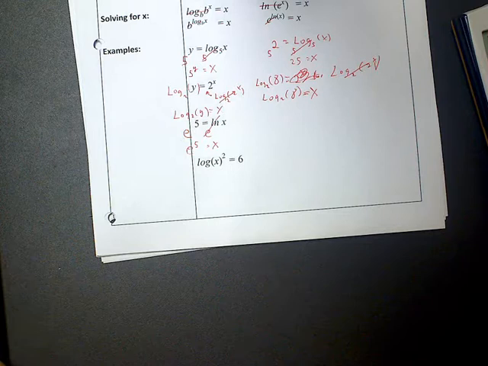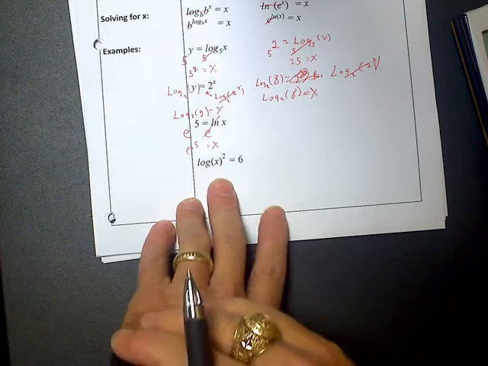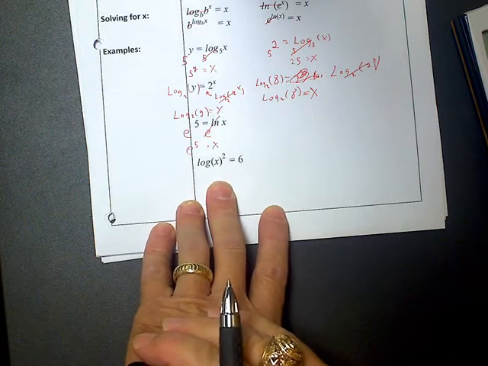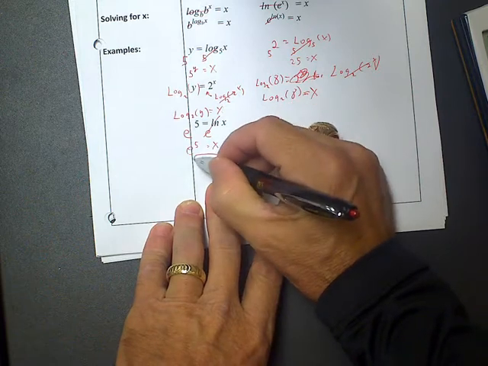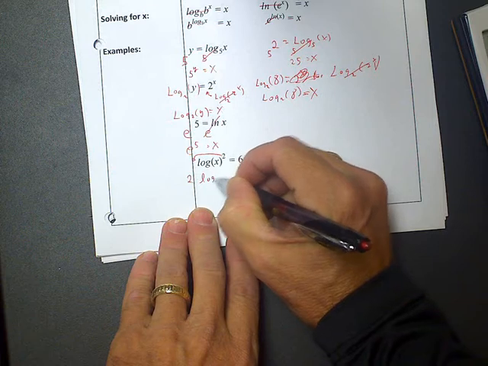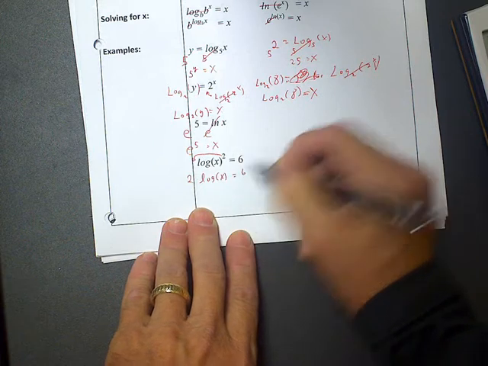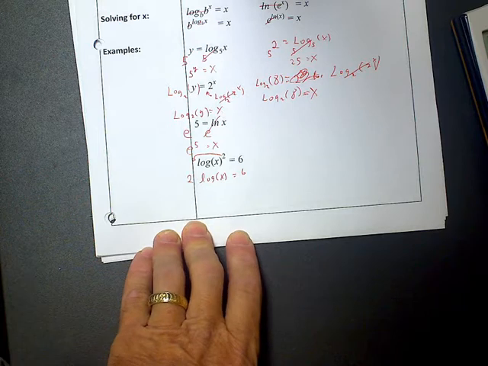And finally, log of x squared equal to 6. So what was our property on logs raised to an exponent? The exponent becomes the coefficient, right? You have to bring it down, make it the coefficient. Divide both sides by 2.